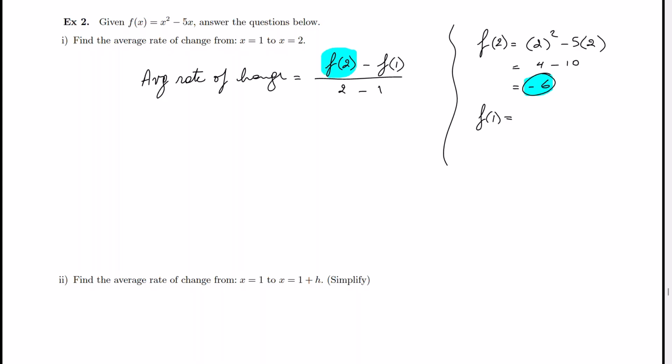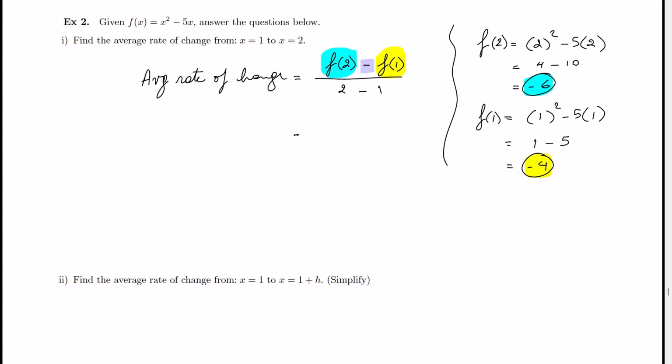And the second number is going to be f of 1. So again, x squared minus 5 times x. But this time I'm plugging in 1. 1 squared is 1. 5 times 1 is 5. And the solution there is negative 4. So the second number I put in is going to be negative 4. But be careful, it has a minus already in the formula.